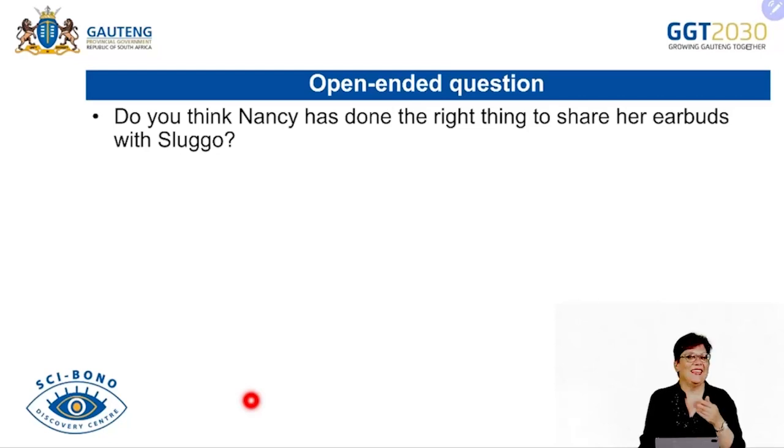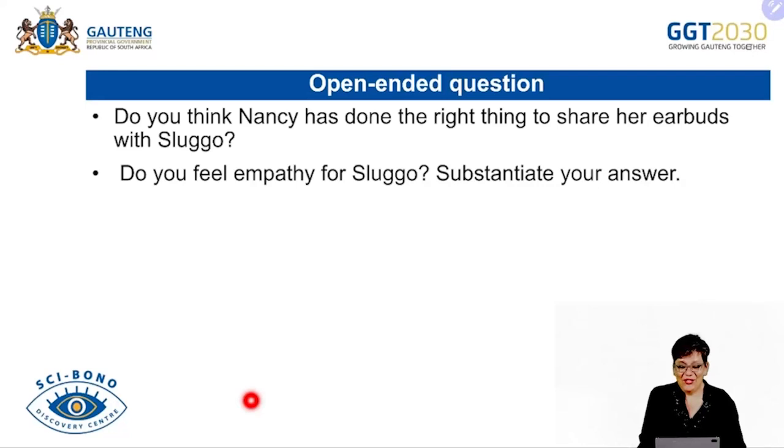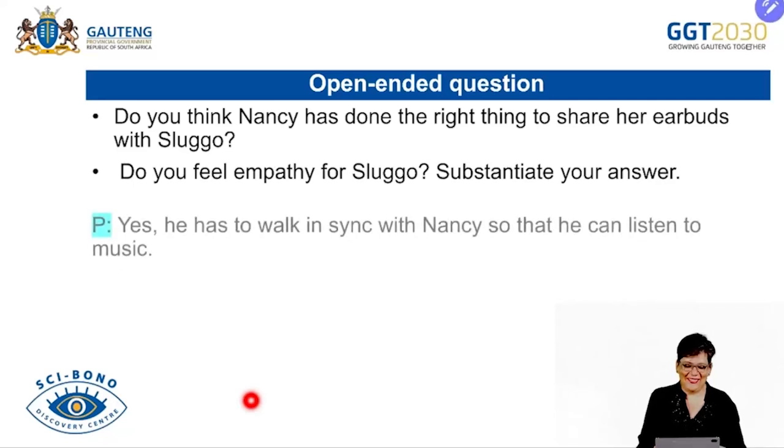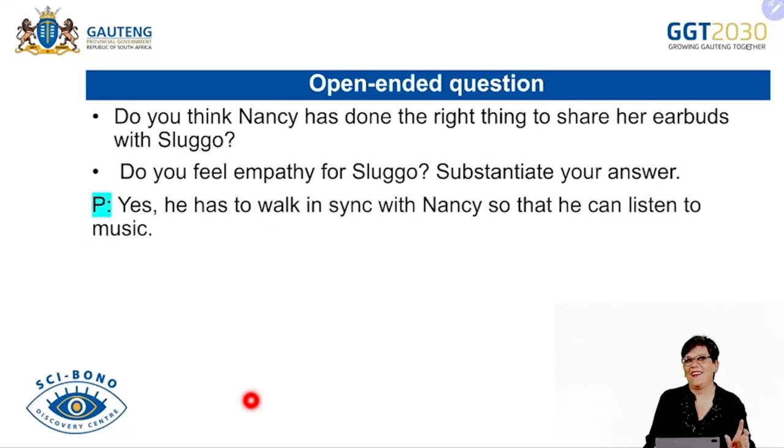So, here's our open-ended question then. Do you think Nancy has done the right thing to share her earbuds with Slugger? I would have asked you, do you feel empathy for Slugger? Do you feel sorry for Slugger? And give us reasons for your answers. This is why I showed you the little slug when I showed you his name. We can empathize with Slugger because he has to walk in sync with Nancy so that he can listen to music.